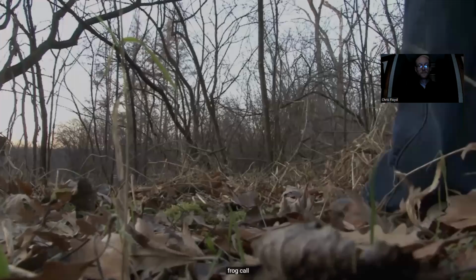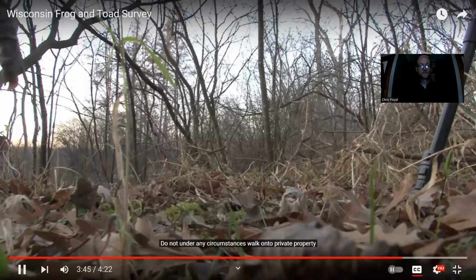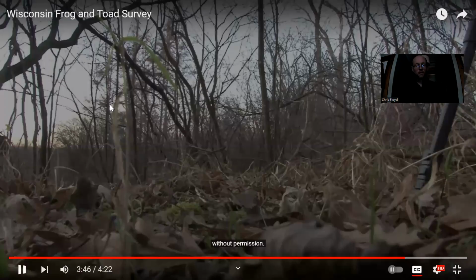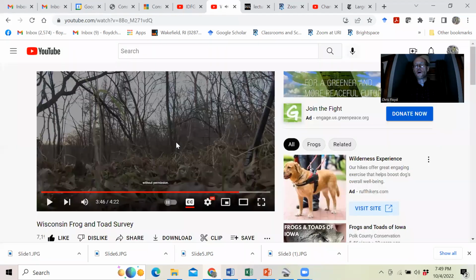Do not, under any circumstances, walk onto private property without permission. So a 3 would be lots, 1 would be few, and 2 is kind of in between, and 0 is 0. And that's all you have.